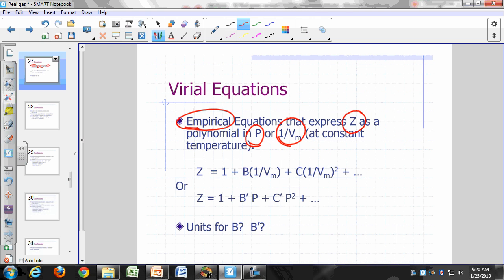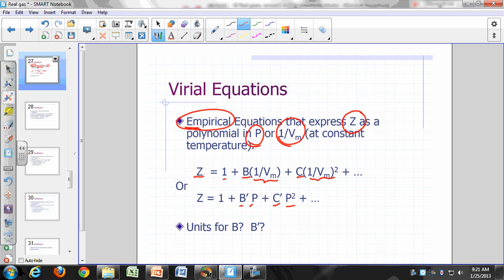So for each isotherm, the compression factor can be written as 1 plus a constant B times 1 over molar volume, plus another constant C times 1 over molar volume squared, plus another constant D times 1 over molar volume cubed, and so on. Or you can say Z is equal to 1 plus B prime times the pressure, B prime being a constant, plus C prime, that's another constant, times P squared, plus D prime times P cubed, and so on.